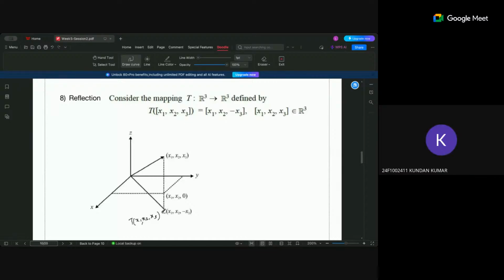Yeah, and this is your xy plane. That one is a mirror. This acts as your mirror. Right? So this is a reflection map and it is a reflection about a plane now. Right? So reflection about the xy plane.